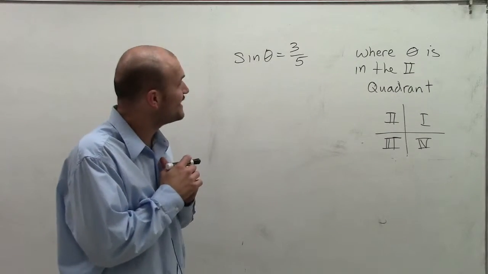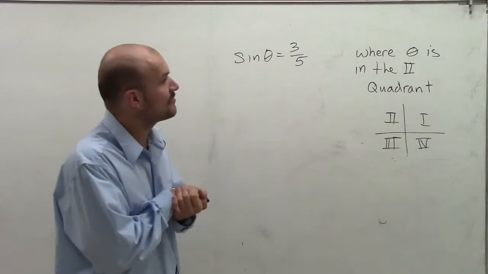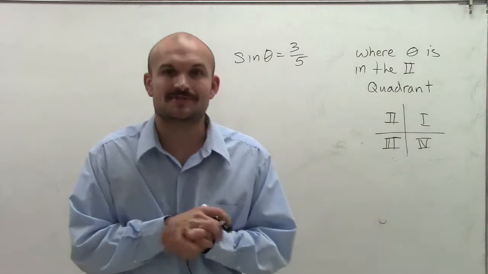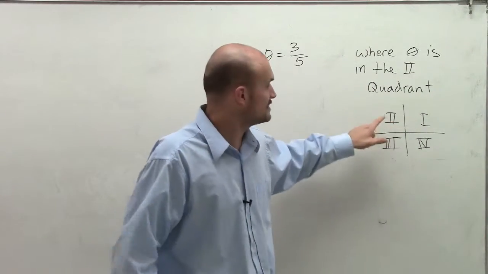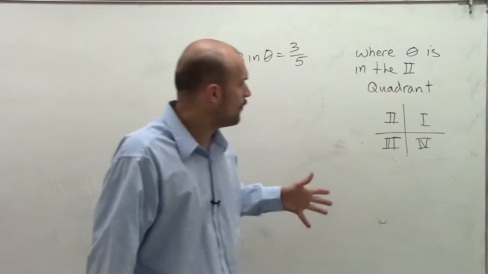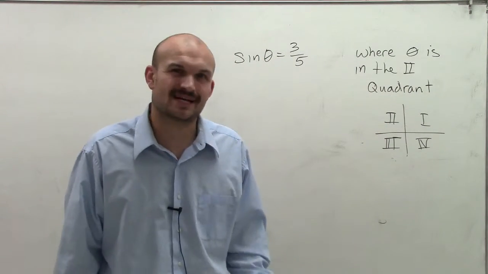What I have is sine of theta equals 3 over 5, where theta is in the second quadrant. So we need to remember where the second quadrant is. I drew a little picture up here, and the second quadrant's right here. Now, why is it important to know if it's in the second quadrant or not?